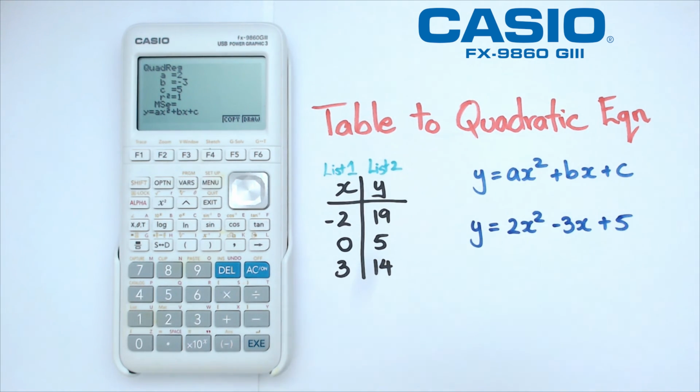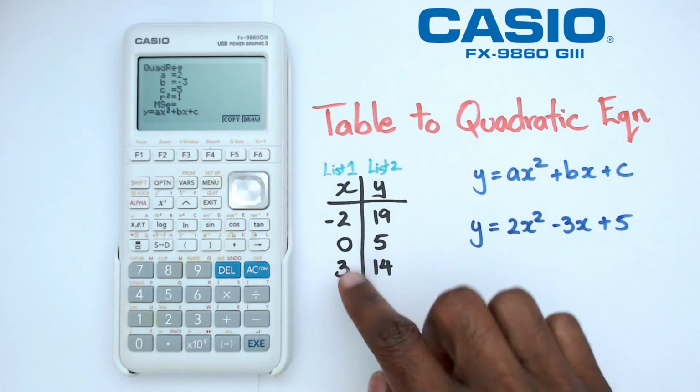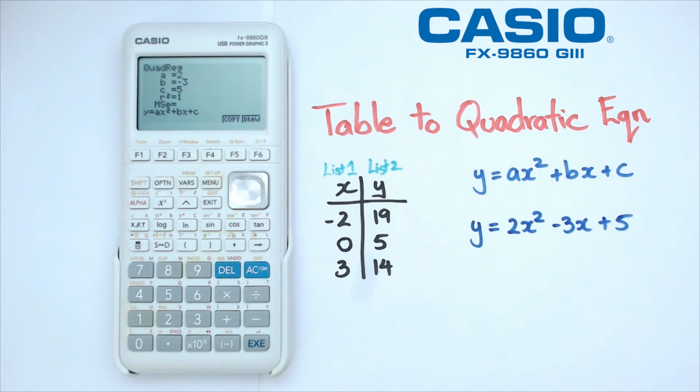And there we go folks, that is pretty much how we go from a table with 3 coordinates into a quadratic equation on this particular calculator.